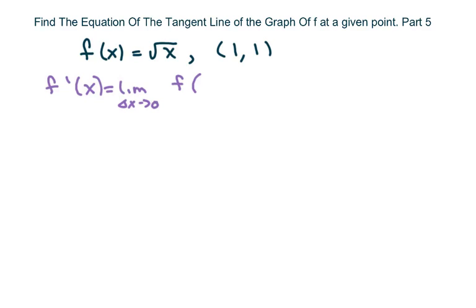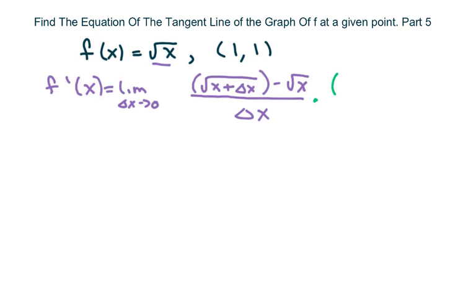My x is going to be that, so everywhere there's an x, I'm going to put x plus delta x, and then we're going to subtract the whole function. So we put the f out, all over delta x. Since we need to clear this delta x in the denominator, we're going to multiply the numerator by the conjugate.